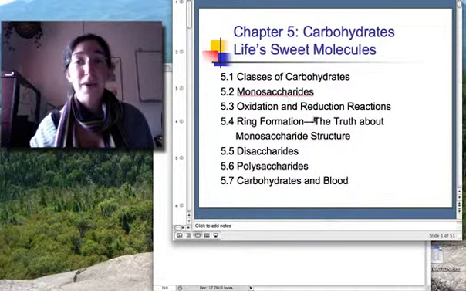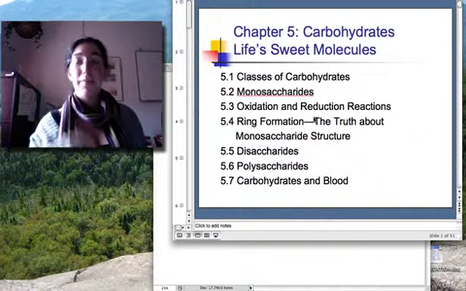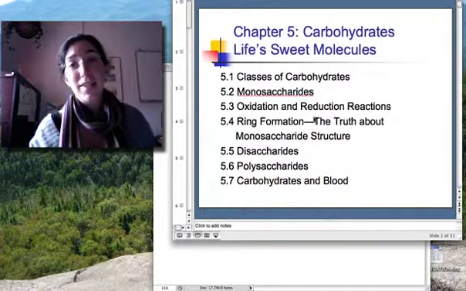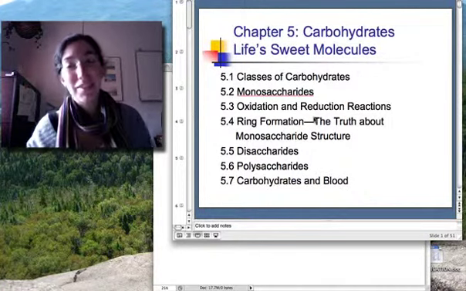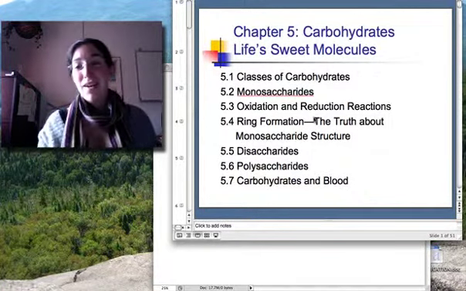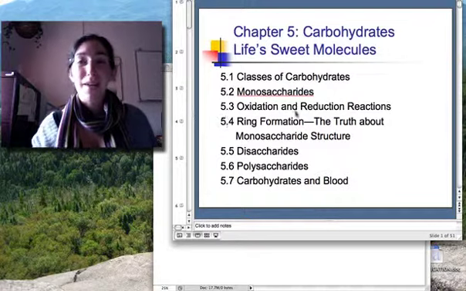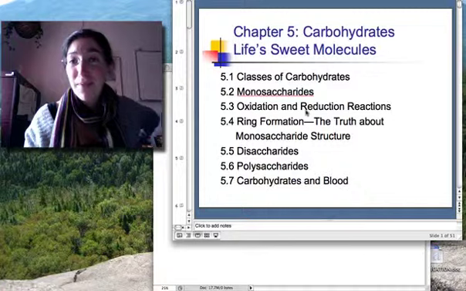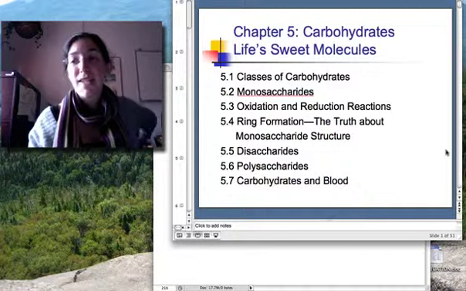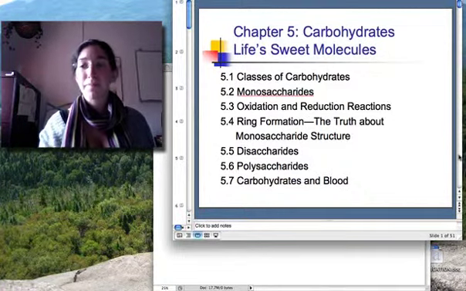These are very popular chemical reactions that take place in living systems, particularly in metabolism. So we're going to learn about the basic chemistry of oxidation and reduction, and then again in Chapter 12 we'll come back to it and see it again when we talk about metabolism.